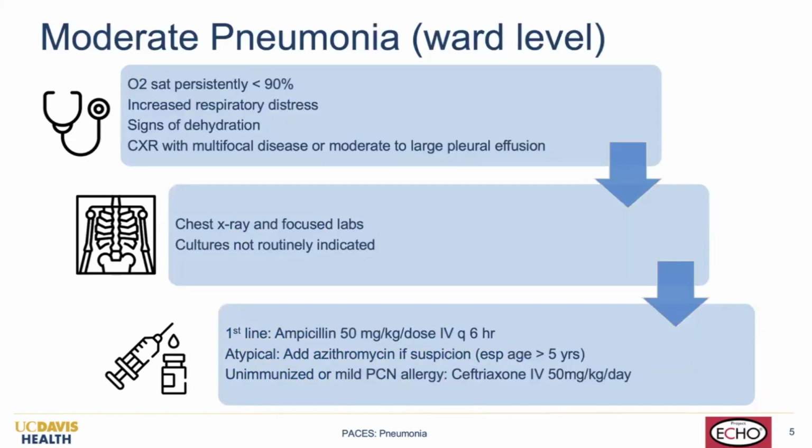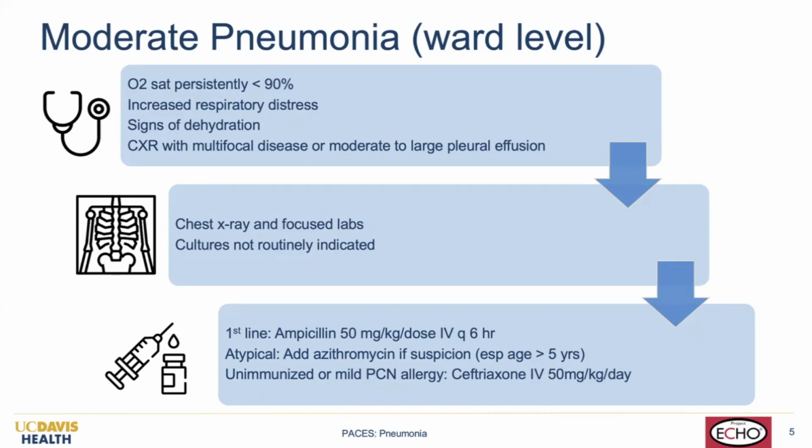Next, we're going to talk about moderate pneumonia. So these are patients who get admitted to the inpatient ward level. This patient classification is kids who are hypoxic. They have increased respiratory distress. They may have signs of dehydration. I would say that's not unusual at all for this patient population. And then on their imaging, they have either multifocal disease or a moderate to large pleural effusion.